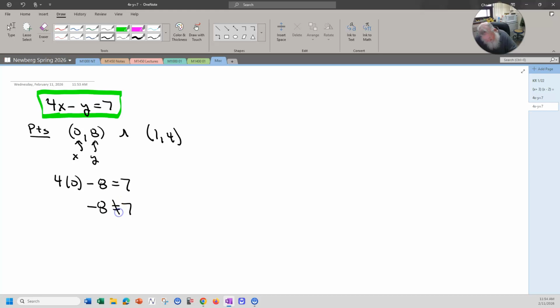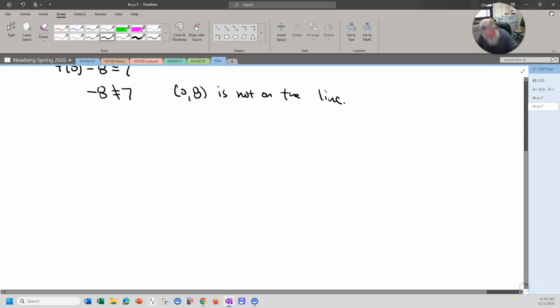And minus 8 does not equal 7, so (0, 8) is not on the line. So your 2 points are incorrect. So now let's talk about how to find our 2 points. Let me rewrite this equation down.